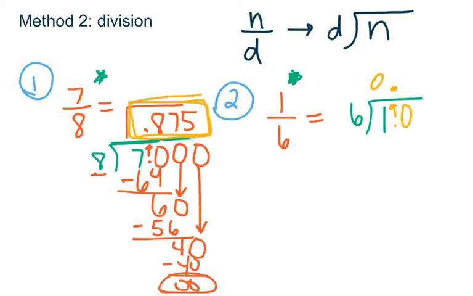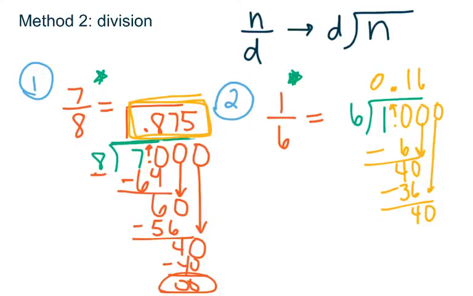So 6 can go into 10. 6 can go into 10 one time. 1 times 6 is 6. Subtract to get a 4. I'm going to add a 0, bring down my 0. 6 can go into 40 6 times. 6 times 6 is 36. I'm going to subtract, and I get another 4.